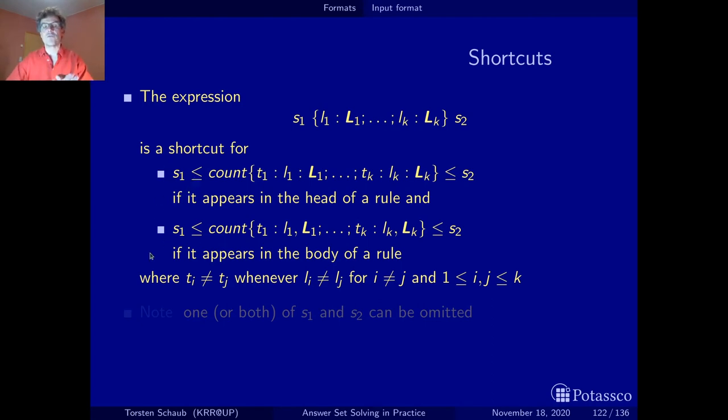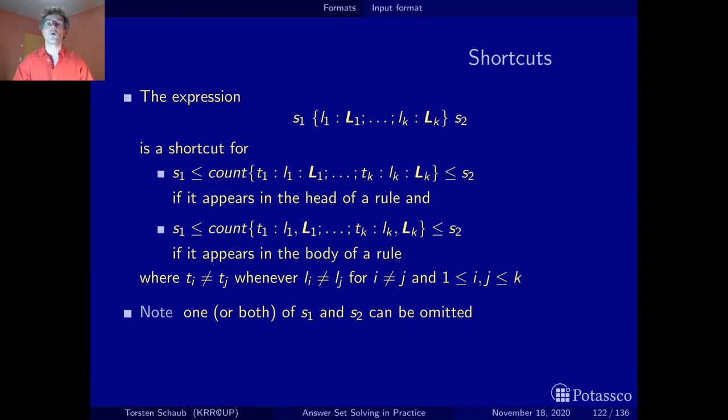Here I again gave you more of the mathematical aspects, and I didn't really write down things in real source code and all like this, because I think this gets a bit tedious. And these are things you better read up in Potassco's user's guide. And keep in mind that you can even drop these guys here, one or both, and then you have even simpler cardinality constraints with lower or upper bounds. Okay, so this is about shortcuts.